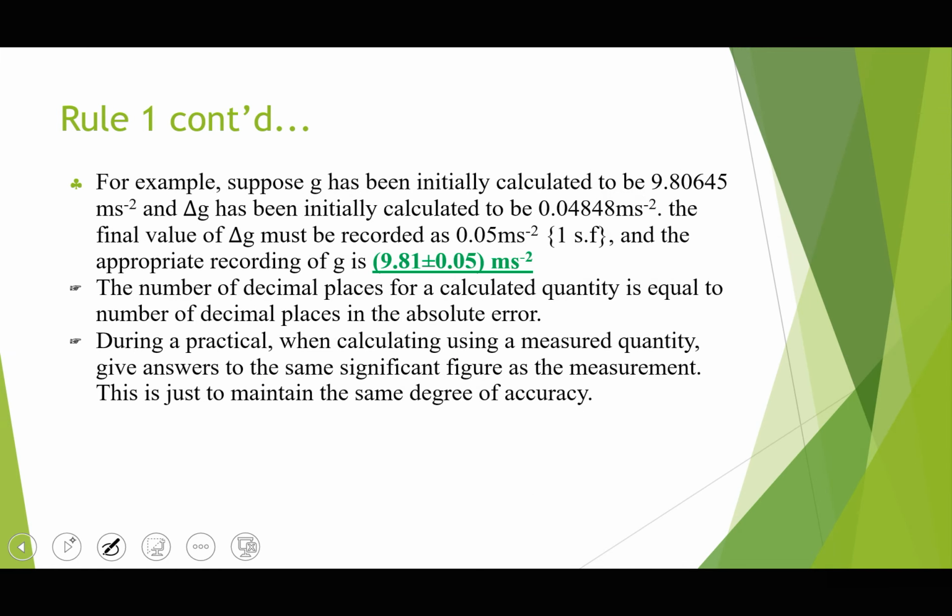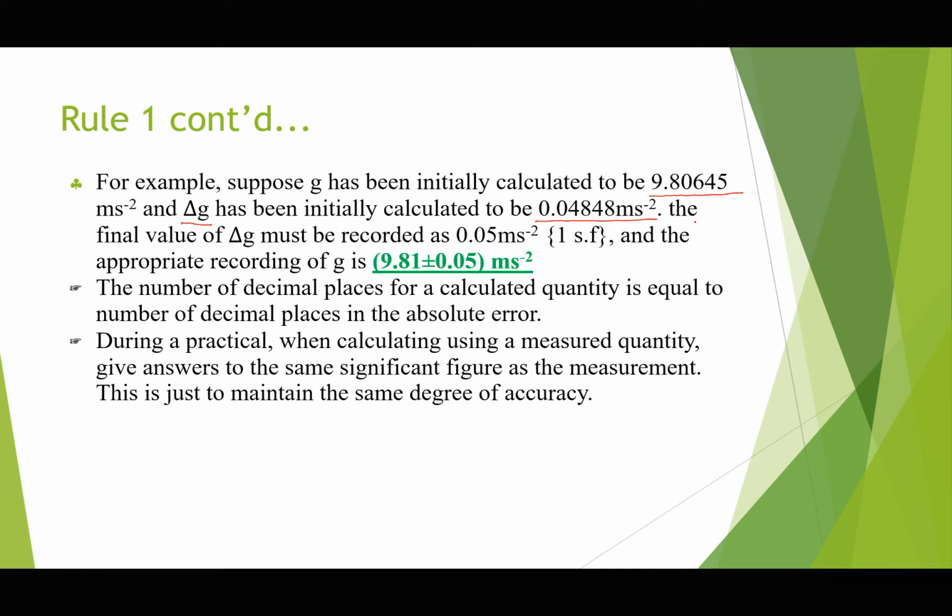So here I have given an example. Suppose g has been initially calculated to be 9.80645 meters per second squared. That is acceleration due to gravity. And maybe from your calculation, you have calculated the uncertainty in g to be 0.04848 meters per second squared. So how do we record this?